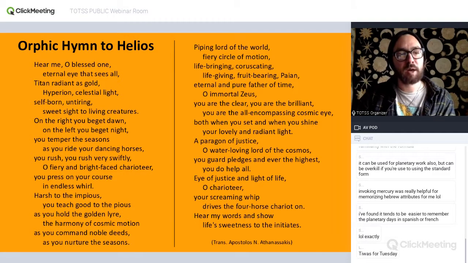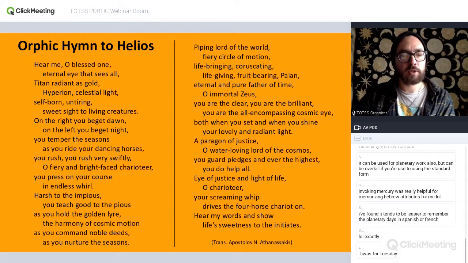Hear me, O Blessed One, eternal eye that sees all, Titan radiant as gold, Hyperion, celestial light, self-born, untiring, sweet sight to living creatures. On the right you beget dawn, on the left you beget night. You temper the seasons as you ride your dancing horses. You rush very swiftly, O fiery and bright-faced charioteer. You press on your course in endless whirl.